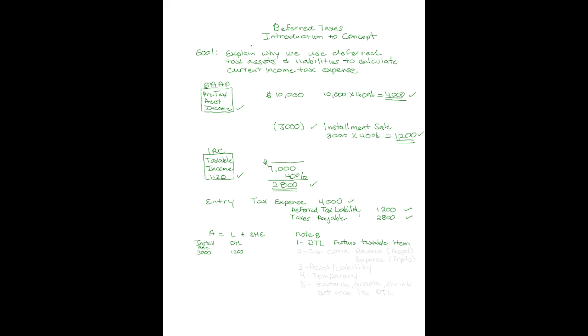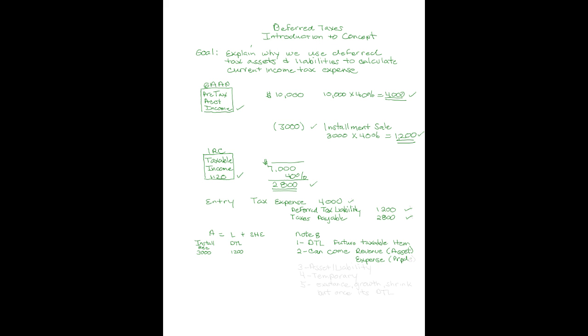The second thing that you should note is that a difference that creates a deferred tax liability can come about from recognizing revenue, which leads to an asset on our books with a different tax basis and financial basis. In this case, our installment receivable. And it can also come from recognizing an expense. Take the example of prepaids.